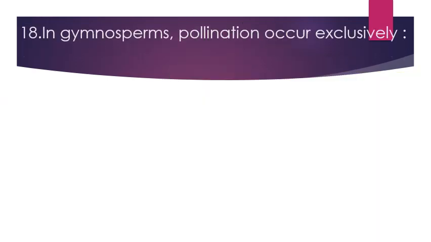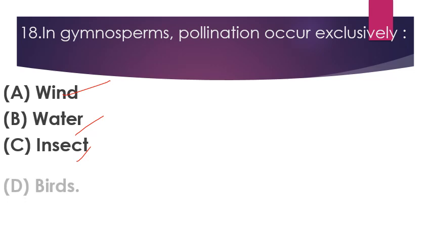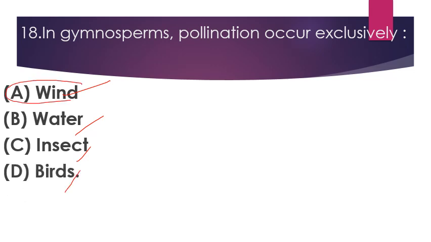Next question: in gymnosperms, pollination occurs exclusively with the help of wind, water, insects or birds. The right answer is wind. All gymnosperms are wind pollinated, which is called anemophily, except in the case of Cycas. In Cycas, flagellated motile zoospores are produced, and they also show zoidiogamy.